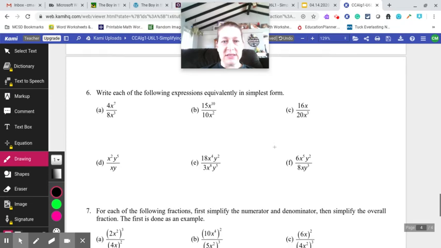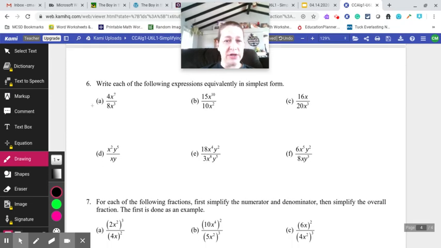Okay, let's look at 6. Even though I know 6 is even, we're going to do a few of those. 4 divided by 8 is 1 over 2. Okay, x to the 7th, x to the third. 7 minus 3 is 4. So it's going to be x to the 4th, and that'll go on the top in the numerator position because 7 is the largest exponent. Okay.